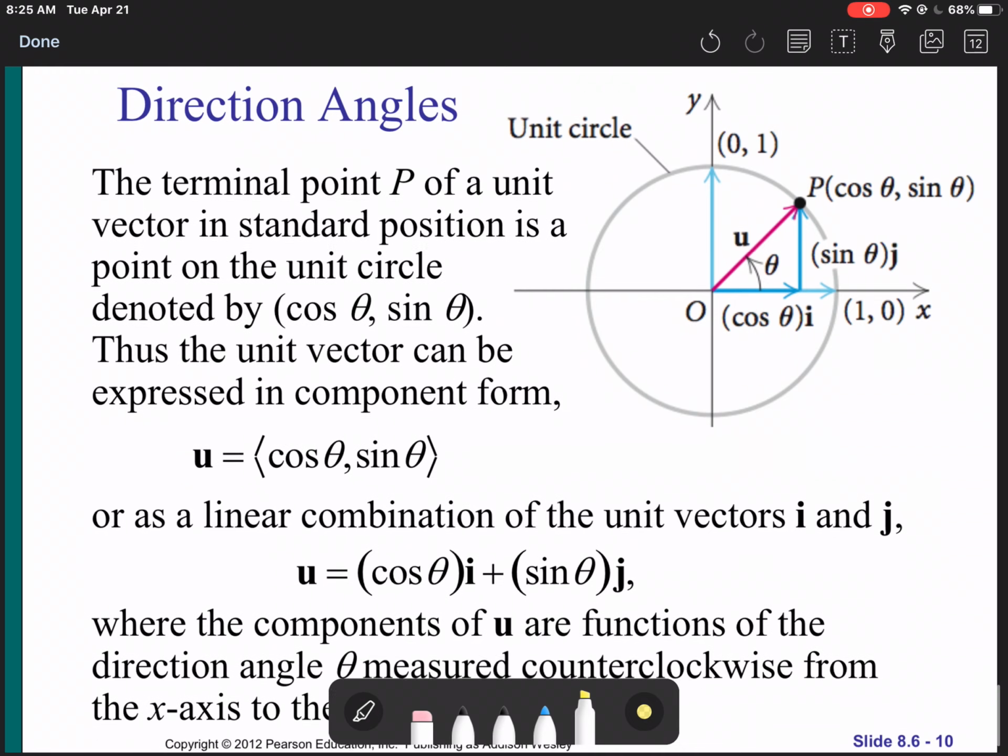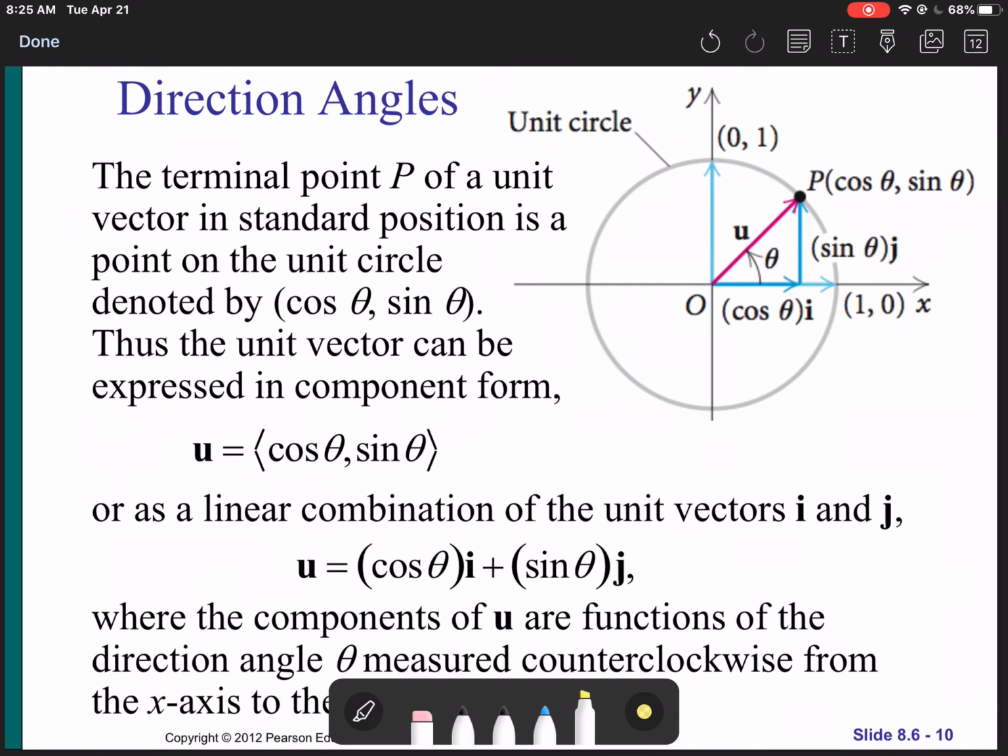Direction angles. I'm going to finish with this. I'm just going to give you a little bit of description here. Again, not something that we're going to do anything with formally, but it is something that kind of ties back to the whole trig idea. I mean, this is trig after all. Let's take a terminal point P for our vector in standard position. And more specifically, it's a unit vector in standard position.